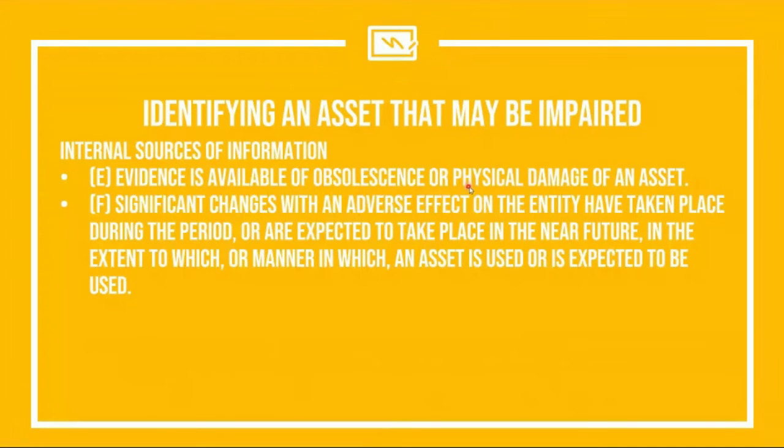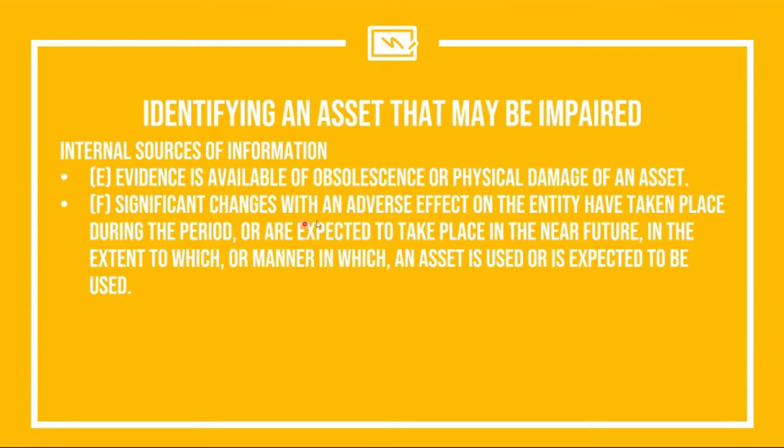Okay? So aside from that, we also have internal sources of information, such as evidence is available of obsolescence or physical damage of an asset. So even if the information did not come from external experts that are independent of the entity, if the entity itself can see that there is obsolescence or physical damage on the asset, then they can actually assess it already for impairment.